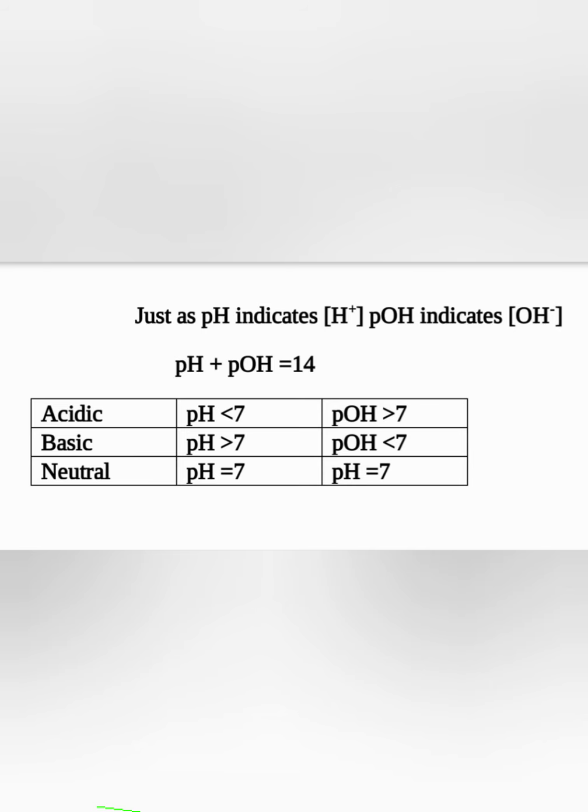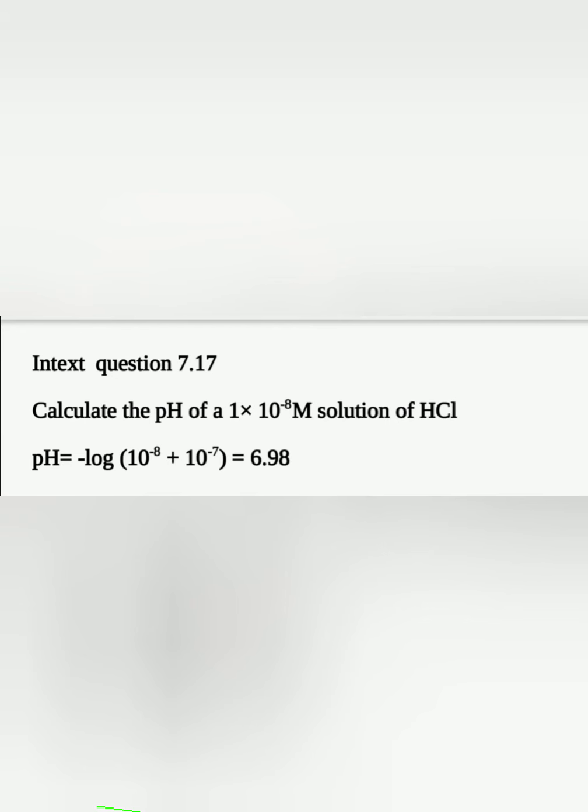So there are different methods of finding the pH of the solution. Here we are making use of that equation only: pH is equal to minus logarithm of hydrogen ion concentration. Okay, and we have one problem, that is in-text question 7.17.